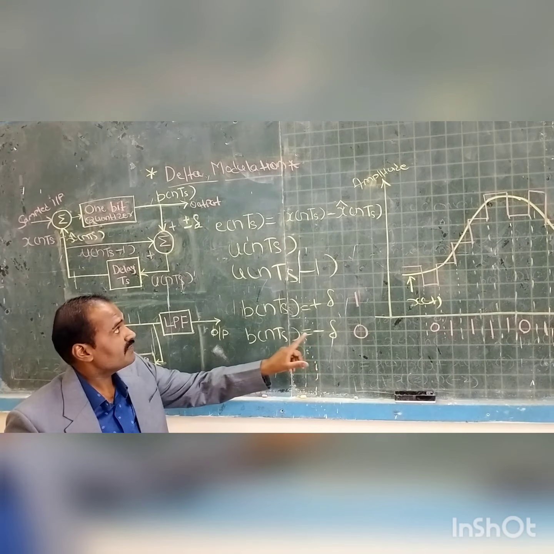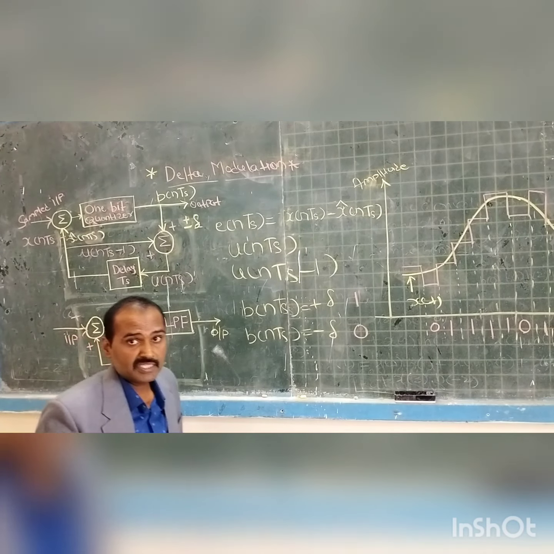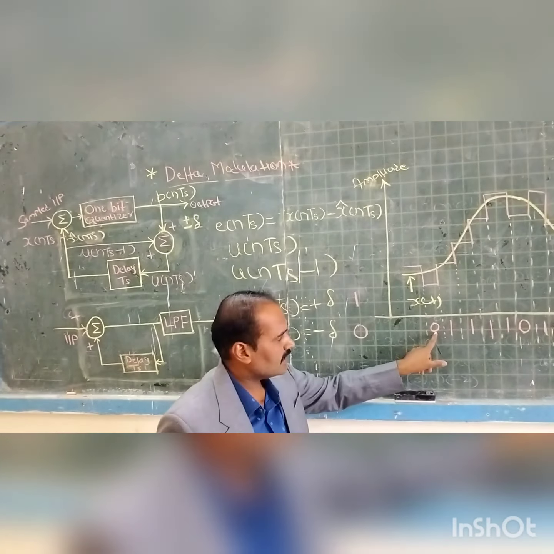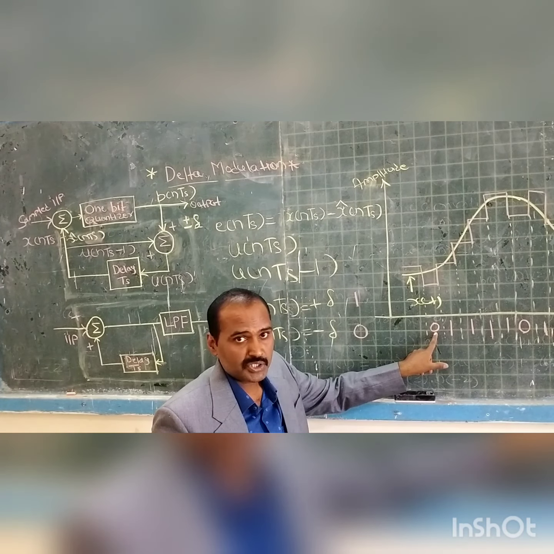which means if the difference is negative, that negative difference is encoded with this minus delta. This minus delta, how is it to be represented? It is represented with the help of binary 0.